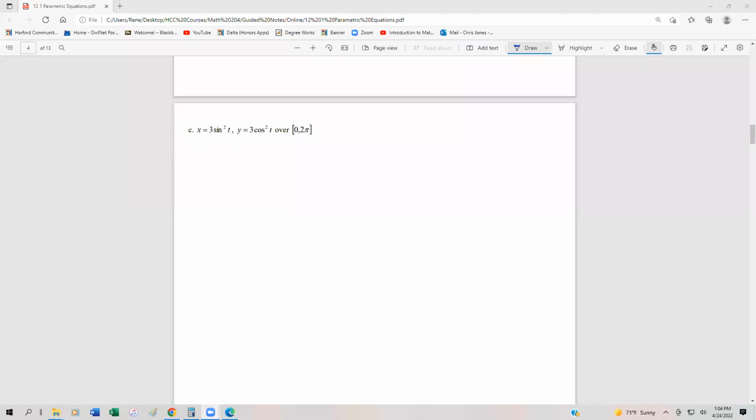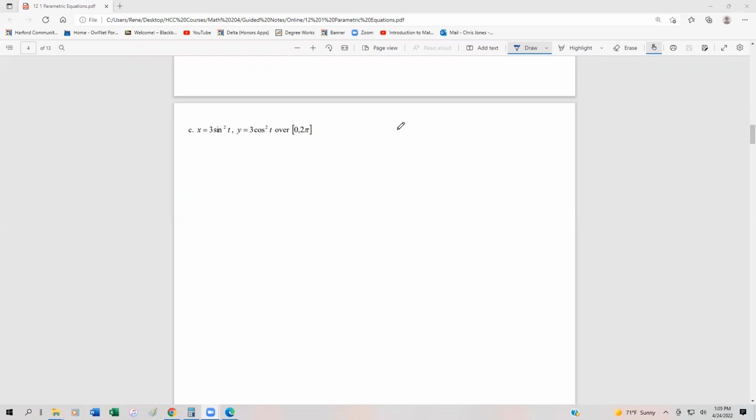Another example of being able to eliminate the parameter for this parametric: we have x equals 3 sine squared of t and y equals 3 cos squared of t, and we go from the domain 0 to 2 pi. Now, this is a tricky one because if we tried to solve for x or for y, we would have to divide by 3 and then take the square root, and that would become really ugly. And then we'd have to use maybe some really ugly trig substitutions or trig identities.